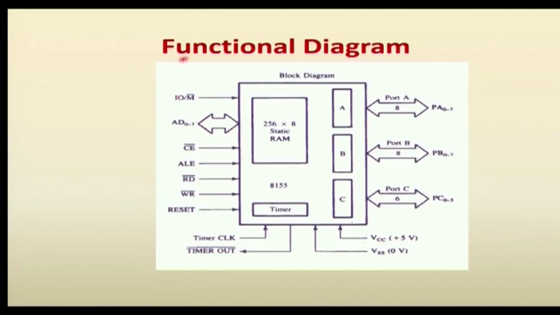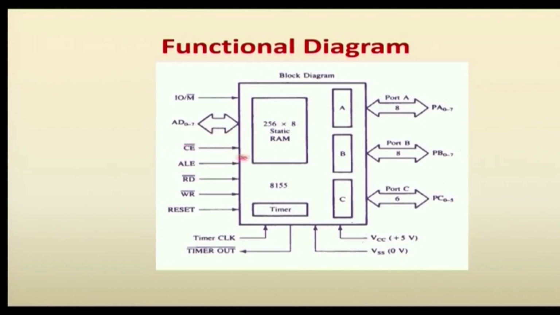Then the remaining signals are called control signals. This is the IO/memory bar. When the signal is high, it means the data is transferred between the peripheral and the processor. When the signal is low, it means a memory related operation is performed, so the data transfer is between the processor and the memory.